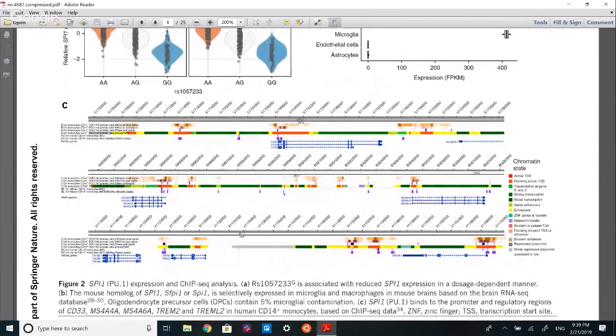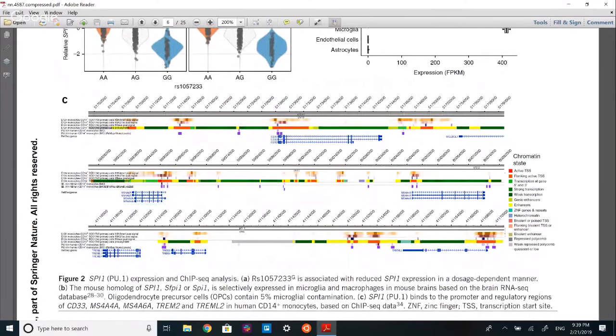We then looked into how SPI1 may exert its effect functionally. So SPI1 codes for PU.1, which is a well-known myeloid lineage transcription factor. And so we hypothesized that it will bind to various genes. And indeed, we see enrichment of PU.1 binding in a series of immune genes. And here we're showing some examples.